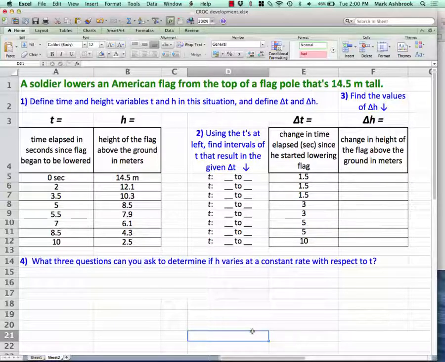Number 3, you're going to find the change in height in each case. Once you've selected your starting and ending values of t, then you just come over here to the table and use those corresponding values of height to calculate the change in height. Then number 4, what 3 questions can you ask to determine if h varies at a constant rate with respect to t? So now we're practicing what we learned.